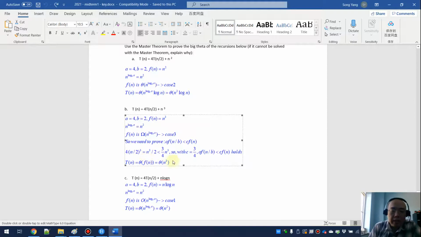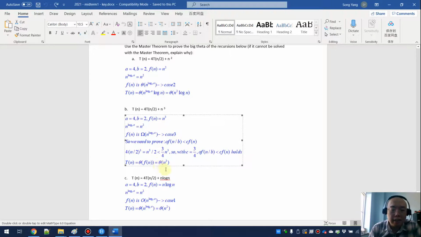Okay, and then what is f(n)? f(n) is n cubed, right? So we want to find a c value that is smaller than 1 and for which this holds. We can say, okay, if c is 3/4, then a f(n divided by b) is smaller than c f(n) holds. As long as we can prove that there is a possible c value smaller than 1, we can jump to the next part, which is the conclusion.